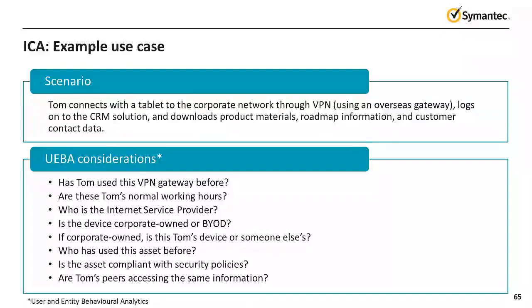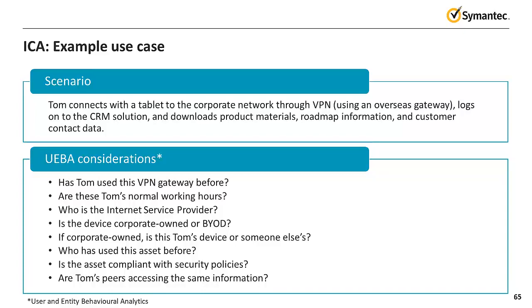Here's an example use case for using information-centric analytics. An employee, Tom, connects with a tablet to the corporate network through a VPN using an overseas gateway. He logs onto the CRM solution and downloads product materials, roadmap information, and customer contact data. Some of the factors that may need to be considered by any user and entity behavior analytics system are: has Tom used this VPN gateway before?